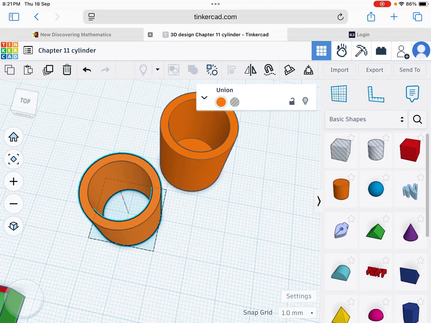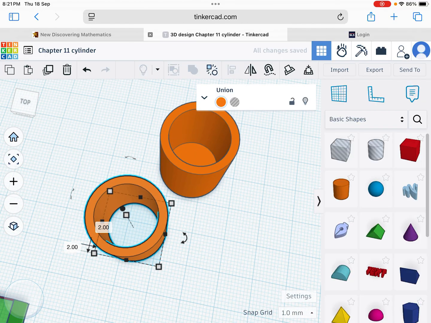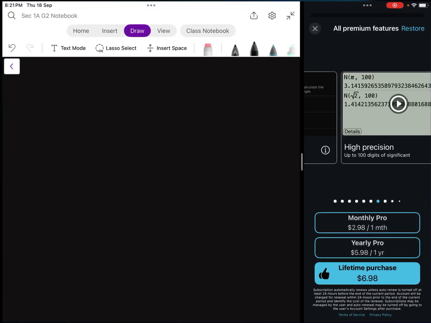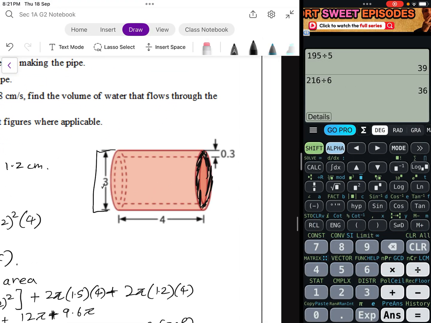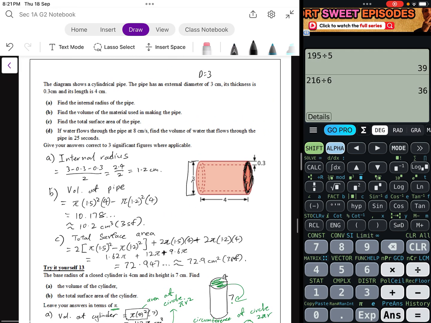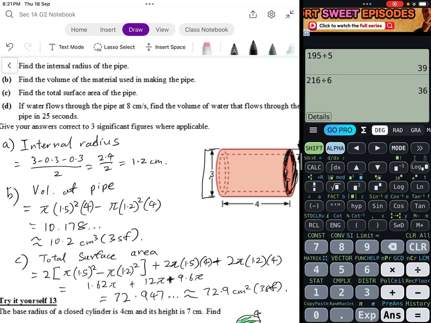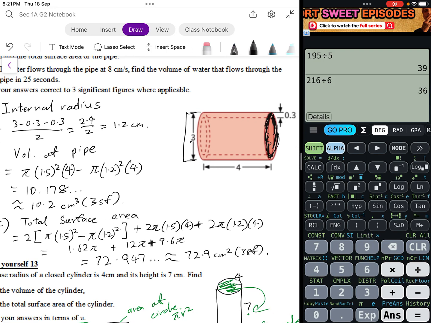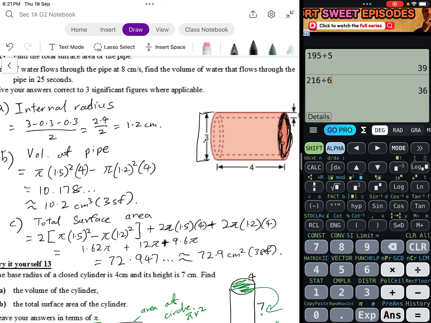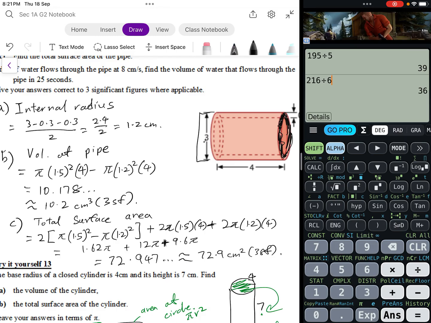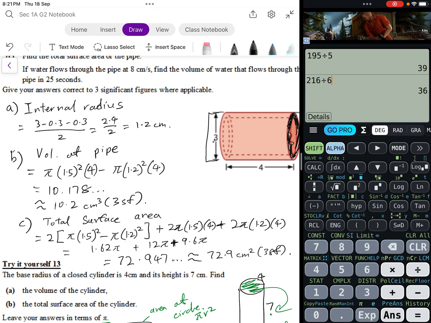You realize there's an internal surface area and an external surface area. But what we want to know is how to find this area first. Let's do it slowly. Just now when I created the cylinder model, you take the bigger cylinder minus the smaller cylinder. So we need to find the volume of the big cylinder and the volume of the small cylinder, and then we minus off.